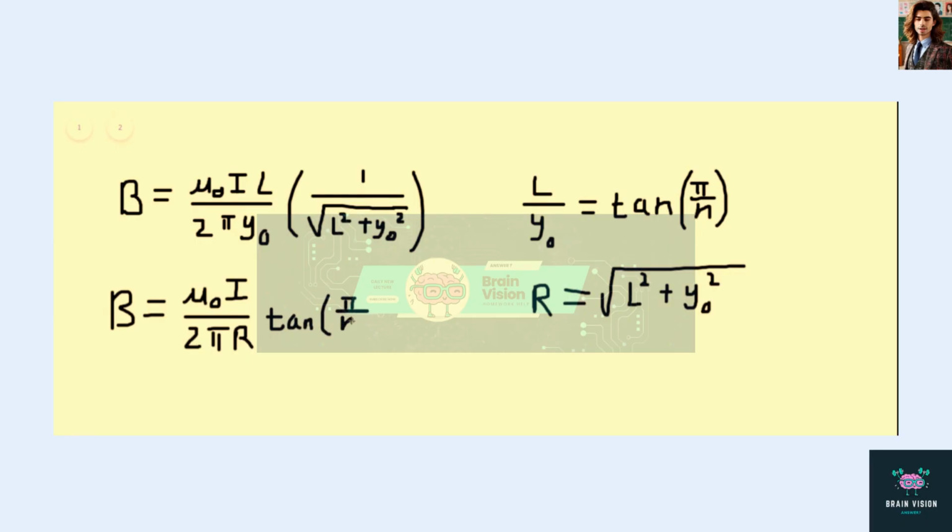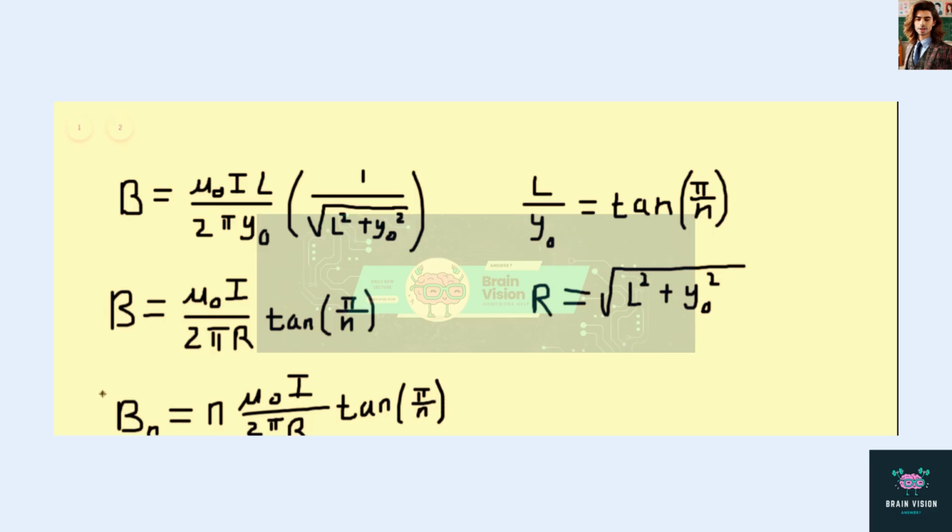We just did all of this for one side. And we want to consider this in general for an n-sided polygon. So the net for an n-sided polygon, we'll call this B sub n, is going to be equal to the total number of sides, n, times what we just found above. So this is going to be n times mu naught times I over 2 times pi times r, all times the tangent of the angle pi over n. Okay, and that can go ahead and be boxed in as our solution for part A, because that's what we were asked to find in part A, the magnetic field at the center from the n-sided polygon.